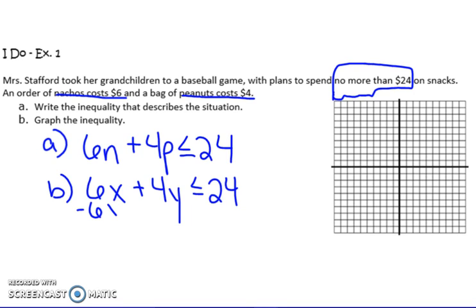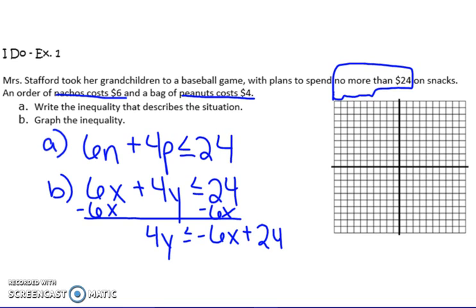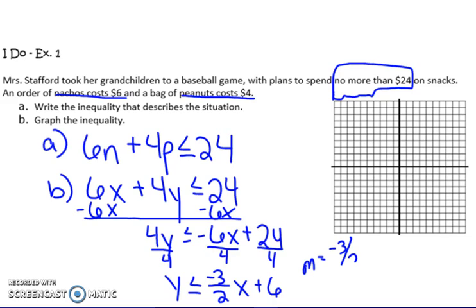Now, like we've done before, we're going to subtract 6x on both sides. We're left with 4y is less than or equal to negative 6x plus 24. We're not in slope-intercept yet, so we're going to divide everything by 4. And we get y is less than or equal to, simplifying my fraction, negative 3 over 2 x plus 6. Now I'm in slope-intercept form. I have a slope of negative 3 over 2 and a y-intercept of 6.